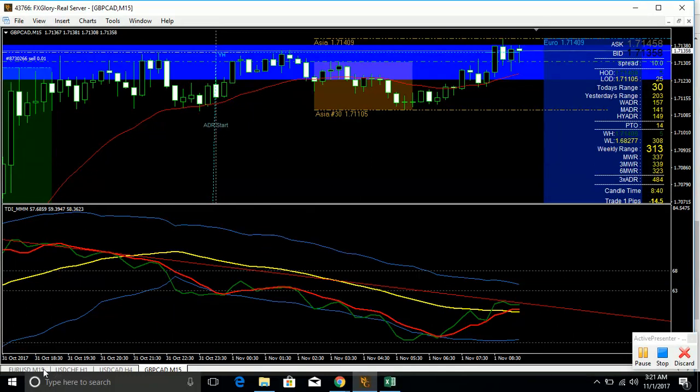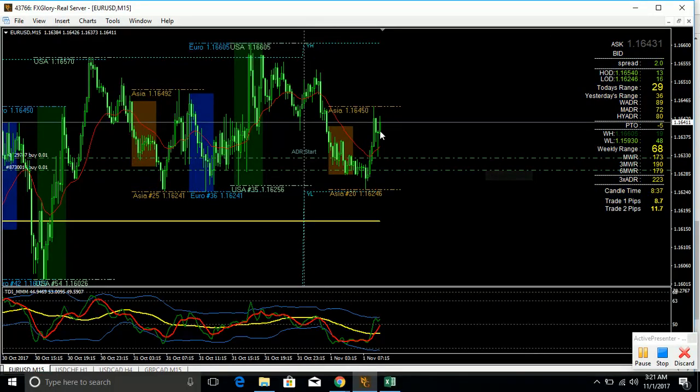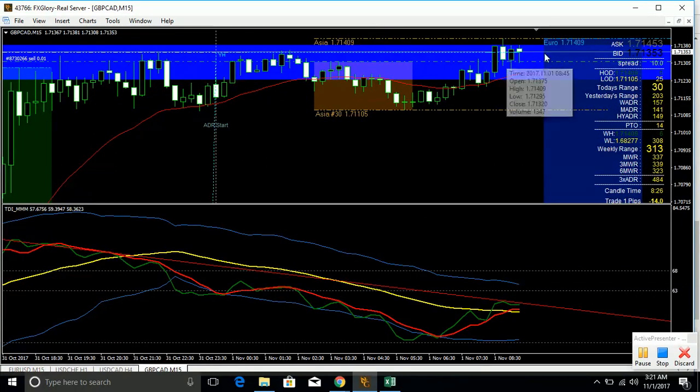Take a look at this Euro USD again. Euro USD looks real good. Oh, what I do want to point out to you guys is the time. Euro session starts at 4 a.m., which is going to be right here. 4 a.m., which is 30 minutes from now.